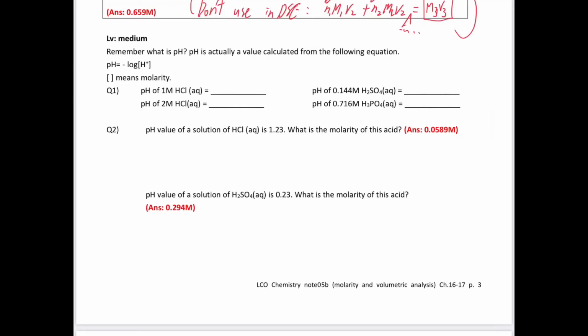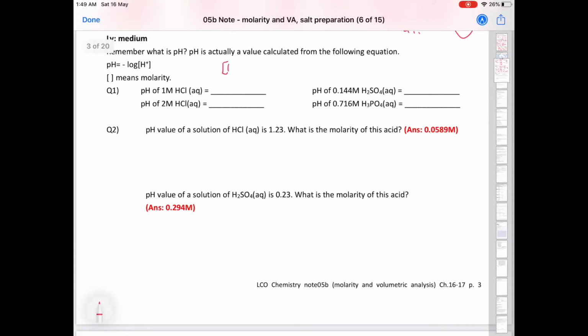previously learned that the pH value can be calculated by this log function, pH equal to negative log hydrogen ion molarity. Then you can actually write down also its inverse function, that H plus molarity is equal to 10 to the power negative pH value, so that you can easily interconvert between the pH value and the molarity of hydrogen ion.